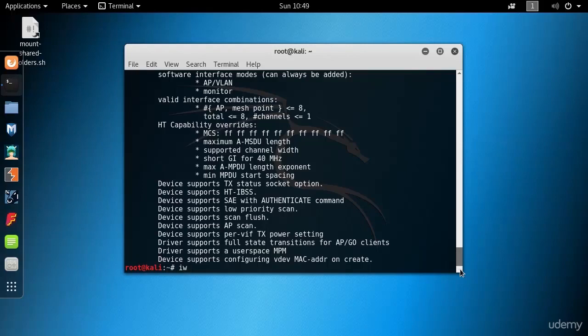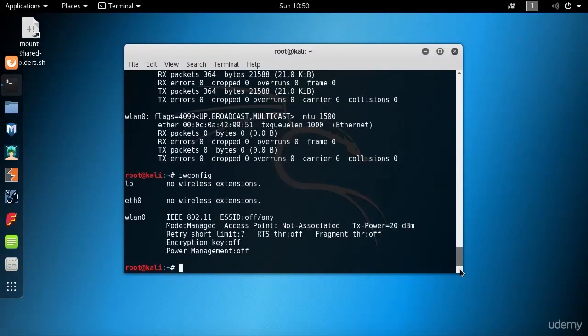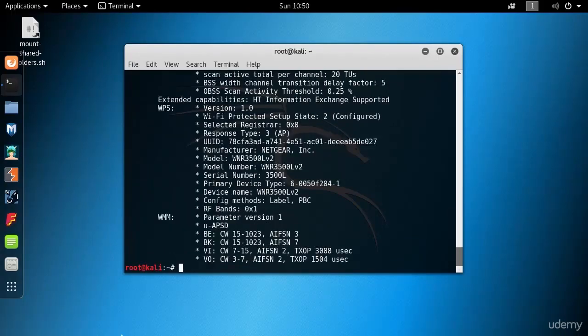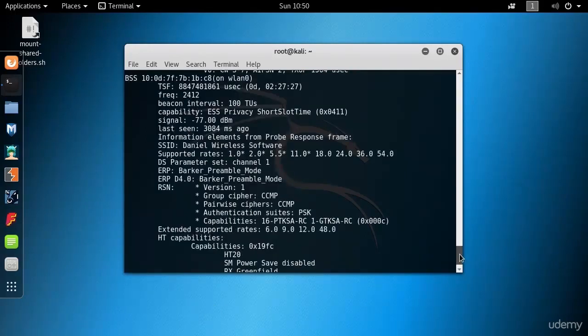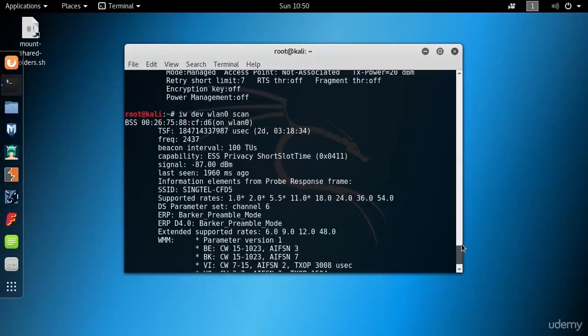We can also do scanning. So this is one way of doing it. If we forgot what the wireless interfaces are, we can do ifconfig. We see that our wlan0 is still there. iwconfig also gives us that. And anyway, so iw dev wlan0 scan. And this scans for surrounding access points and provides more information than the wireless tools that we saw earlier.